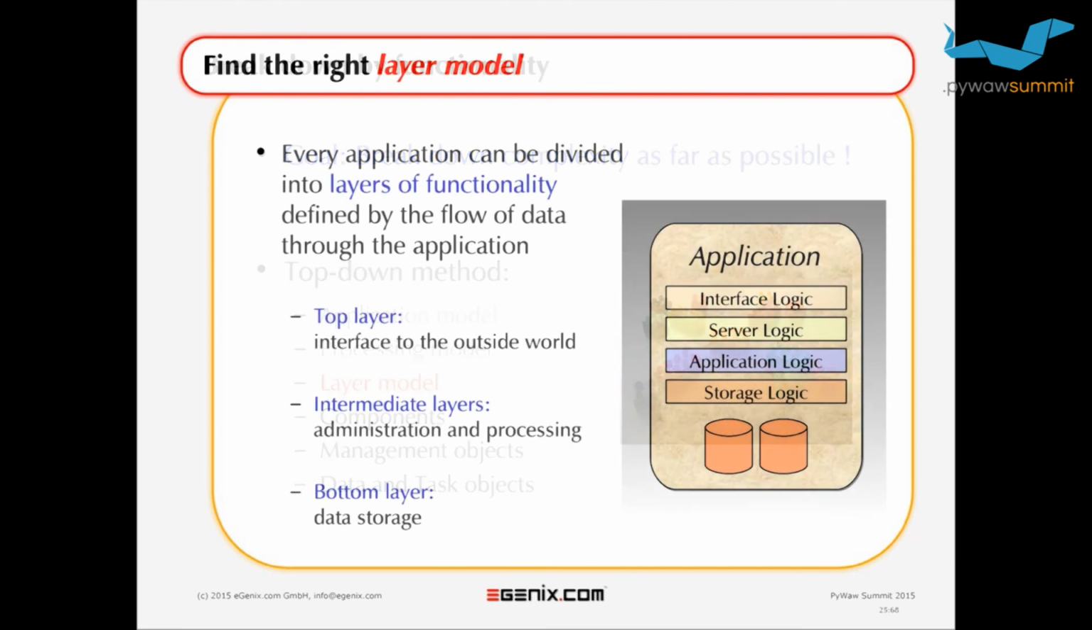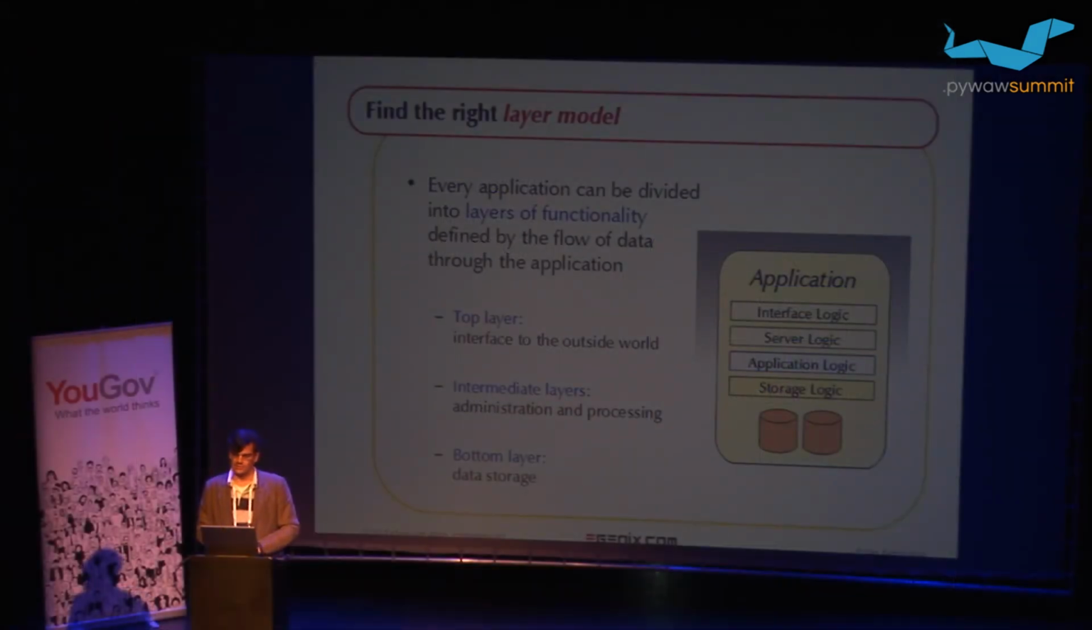Then you have your processing model set up. The next step is to choose the layer model that you want to use. This always goes top to bottom. At the top, you usually have the interaction with the outside world. In the middle, you have all the processing being done. And on the bottom level, you have data storage and interfacing to external services. That's usually how you define your model. So you look at the data flow through your application.